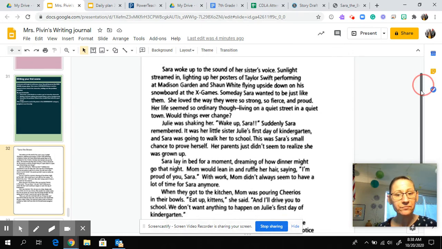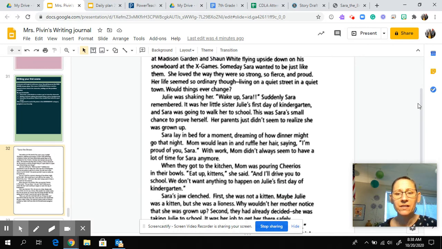Julie was shaking her: wake up, Sarah. Suddenly, Sarah remembered it was her little sister Julie's first day of kindergarten, and Sarah was going to walk her to school. This was Sarah's small chance to prove herself. Her parents just didn't seem to realize she was grown up. We have what Sarah wants. She wants to prove that she's responsible enough to walk her sister to school. Small chance. She recognizes this is just the tip of the iceberg. This is an entryway. I imagine Sarah's around 11 or 12 years old and she's wanting more freedom. She's wanting more respect from her parents, and her parents are probably still treating her like a little kid.